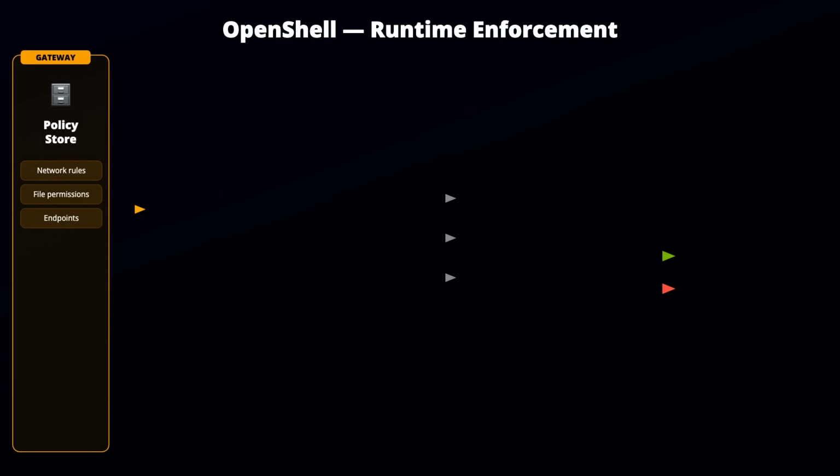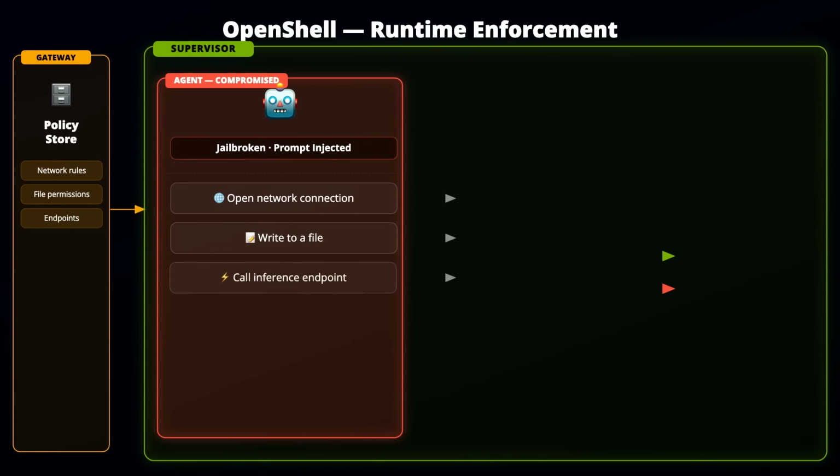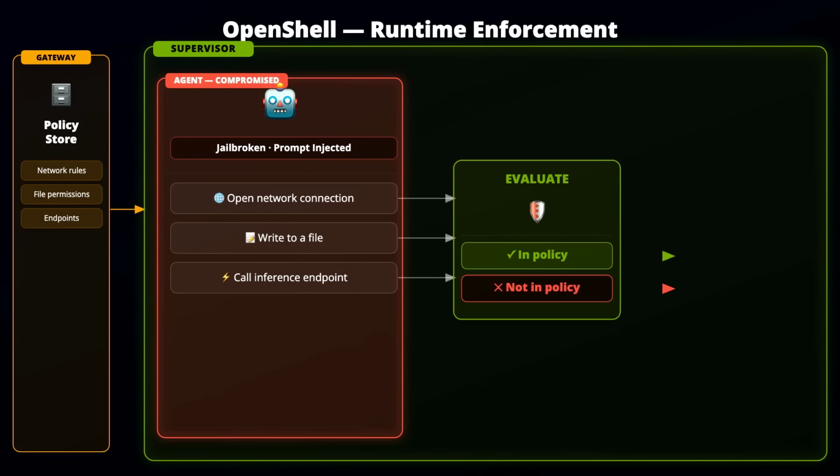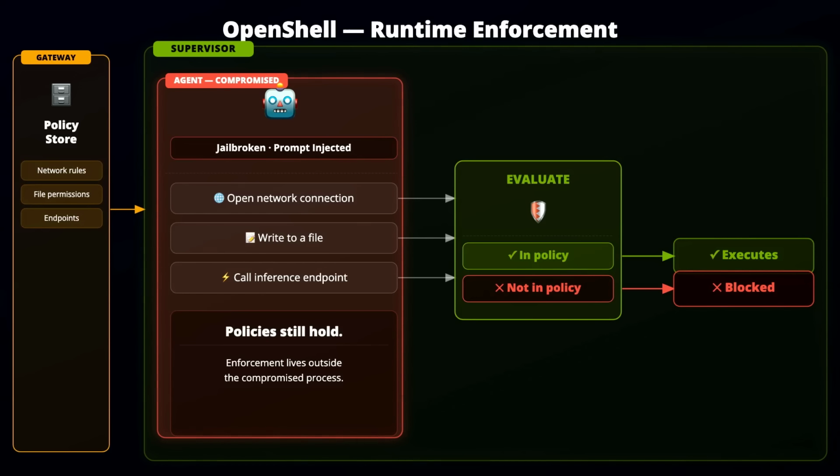So when the agent tries to open a network connection, write to a file, or call out to an inference endpoint, the supervisor evaluates that against the policy before it ever reaches anything real. The agent can't bypass the policies because the agent doesn't enforce the policies, the supervisor does. And by having the enforcement of these policies outside of the reach of the agent, it means that even if your agent is fully compromised, somebody jailbreaks it, prompt injects it, whatever it is, the policies still hold, because the policies are not inside the thing that got compromised.